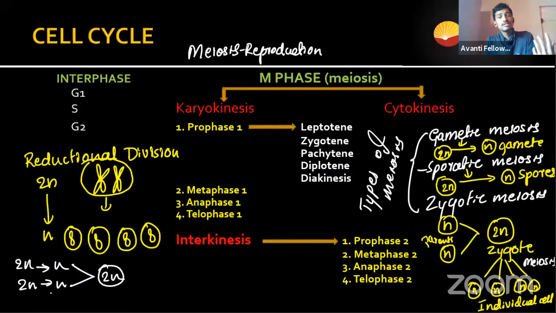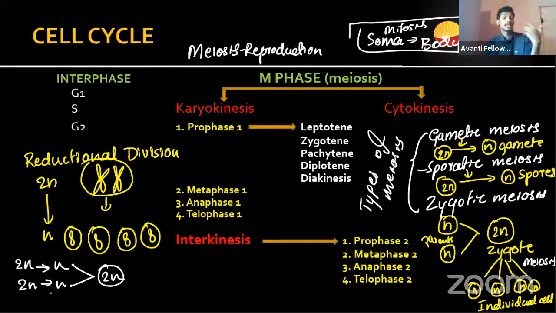Mitosis can happen in the somatic cells. We called it soma in the starting, right? Where mitosis is happening, the somatic cells. Soma means body cells. Remember that. We discussed it initially.